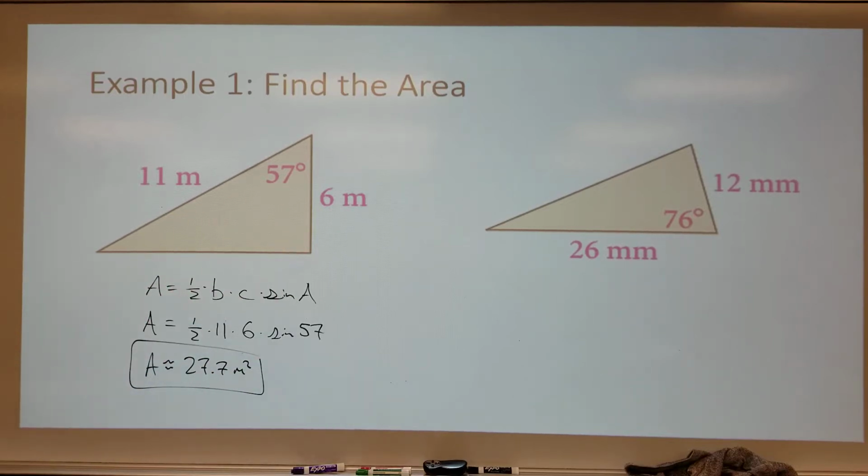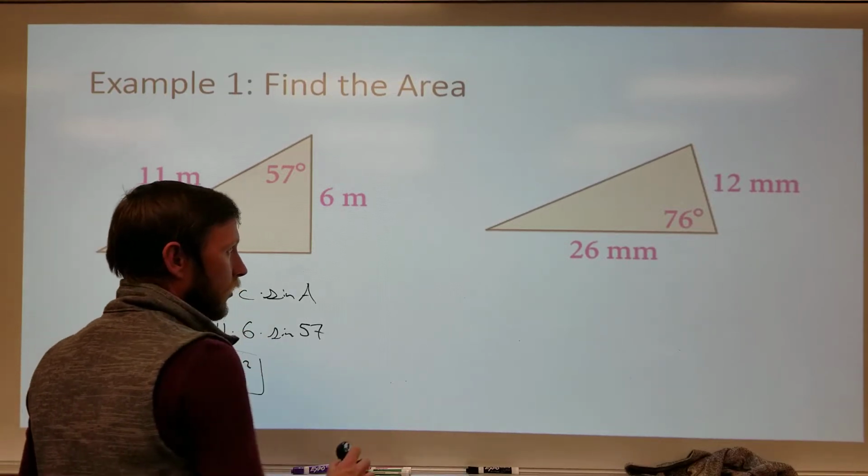Try to do this second example, and then I will check that in your notes. Your job is to take 1/2 times the product of the two sides times the sine of the angle between those two sides. Pause the video.